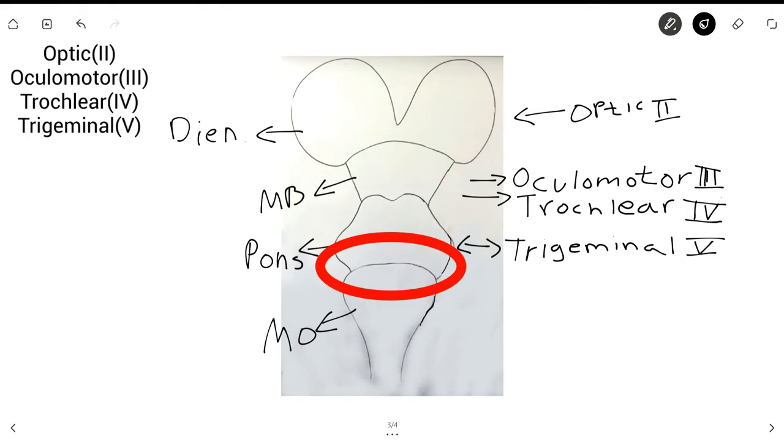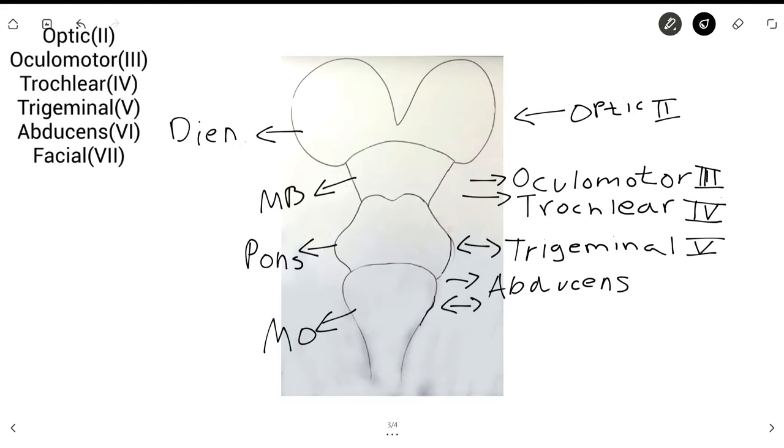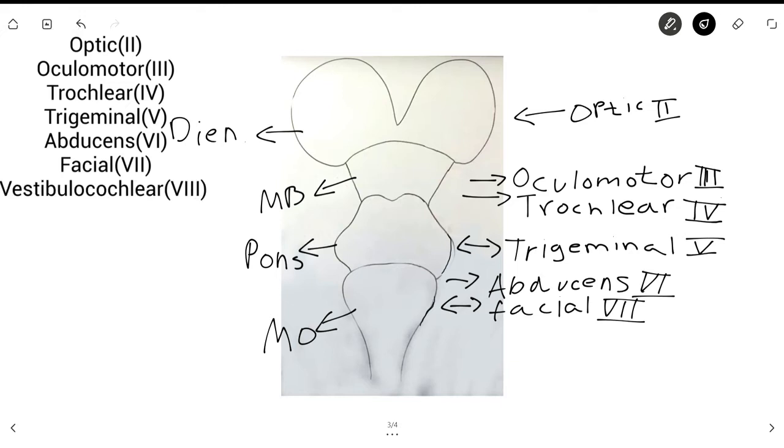So you have the abducens, which is a motor cranial nerve. You have your facial nerve, which is both a motor and sensory. And the final cranial nerve that's in the junction, vestibulocochlear, which is a very long word, but it's a sensory nerve. And the vestibulocochlear is the 8th cranial nerve.